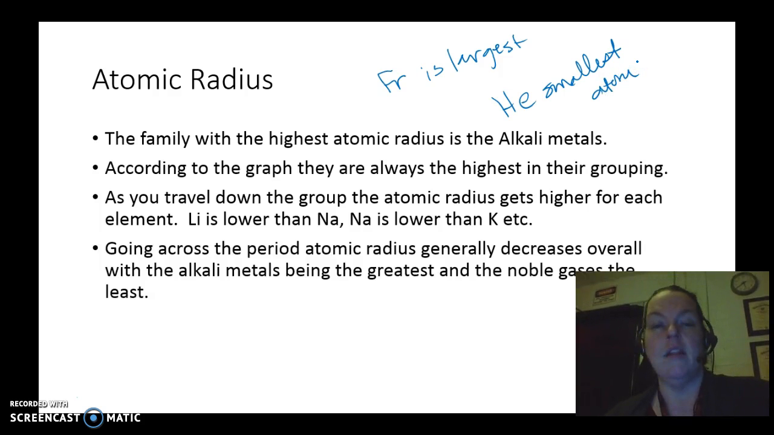Okay? Then we look at the period. Going across the period, the atomic radius generally decreases overall, with the alkali metals being the greatest and the noble gases being the least. So as we go across, we see a decrease. And again, I understand, you know that we're gaining electrons, and that doesn't quite make sense to you, but we will be talking about why that happens when we get back from our break.